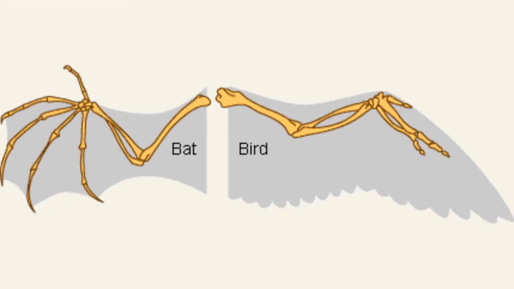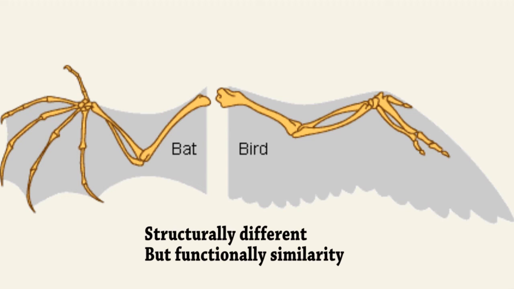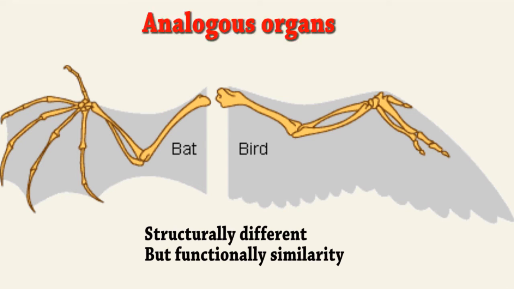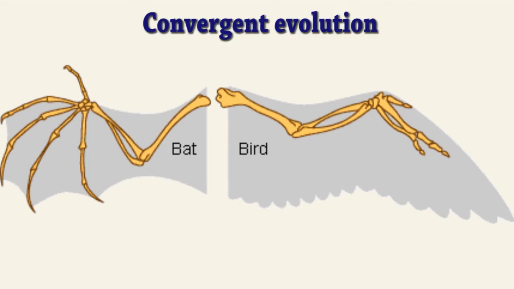The design of the two wings, their structure and components are different. They look similar because they have a common use for flying, but their origin is not common. This makes them analogous characteristics. The organs that are structurally different but functionally similar are known as analogous organs. This type of evolution is called convergent evolution.